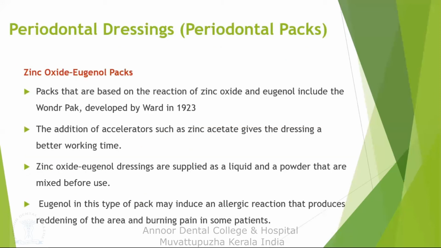We have zinc oxide eugenol and zinc oxide non-eugenol. The packs that are based on the reaction of zinc oxide and eugenol include the Wonder Pack, which was developed by Ward in 1923. The addition of accelerators such as zinc acetate gives the dressing a better working time. Zinc oxide eugenol dressings are supplied as a liquid and a powder, so they come in two tubes. There is a liquid and a powder which are mixed before use.